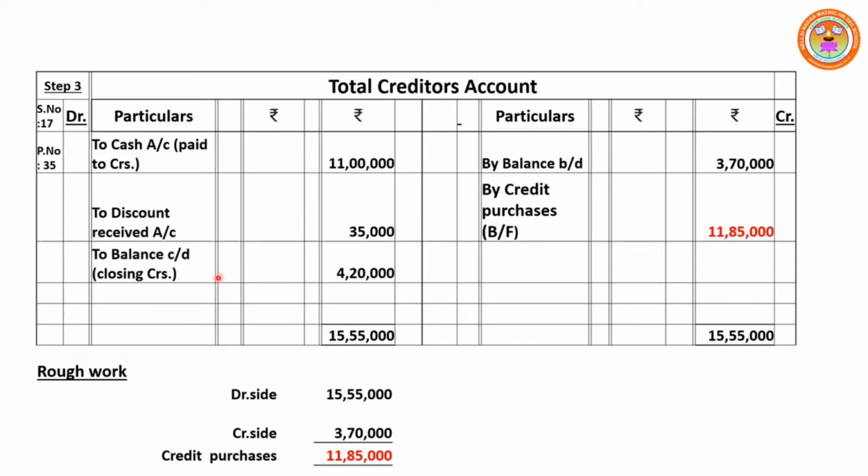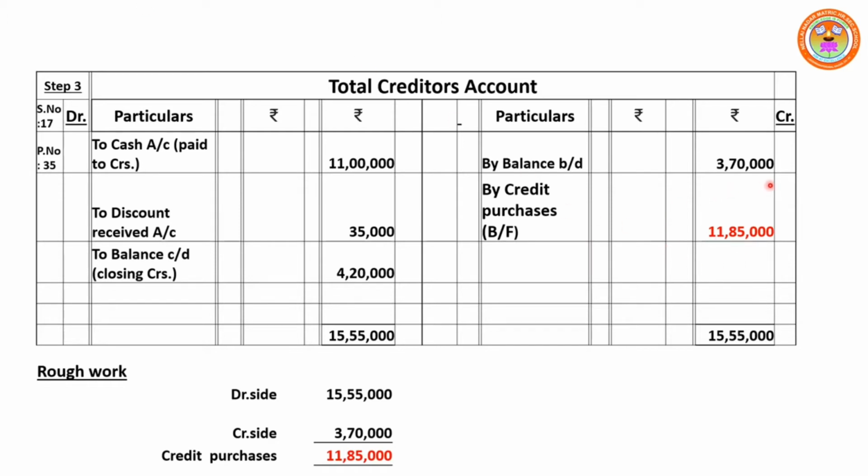Then move on to the last one, balance CD, closing value of creditors. You can take the amount under the second date detail. Sundry creditors value, closing value 4,20,000. Now total it, debit side total 15,55,000. Then credit side total 3,70,000. Now take the difference between them: 11,85,000 will be written as credit purchases.